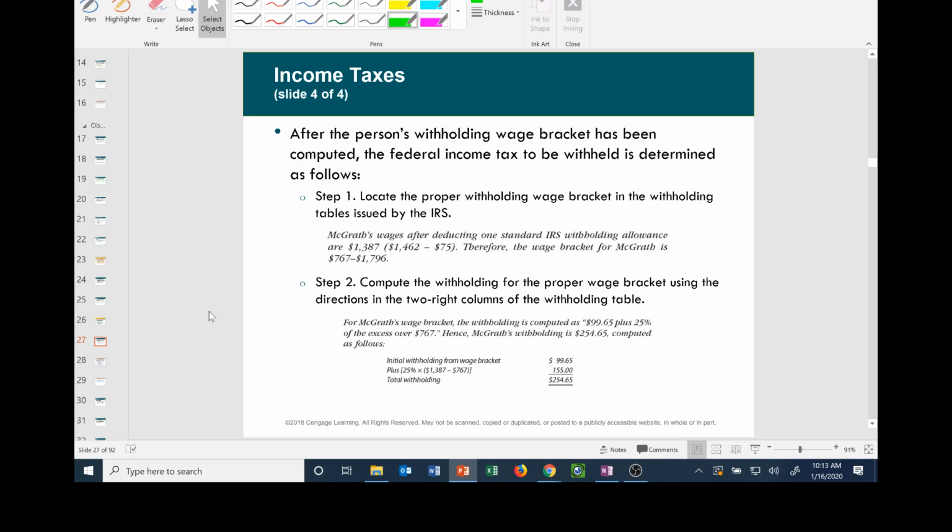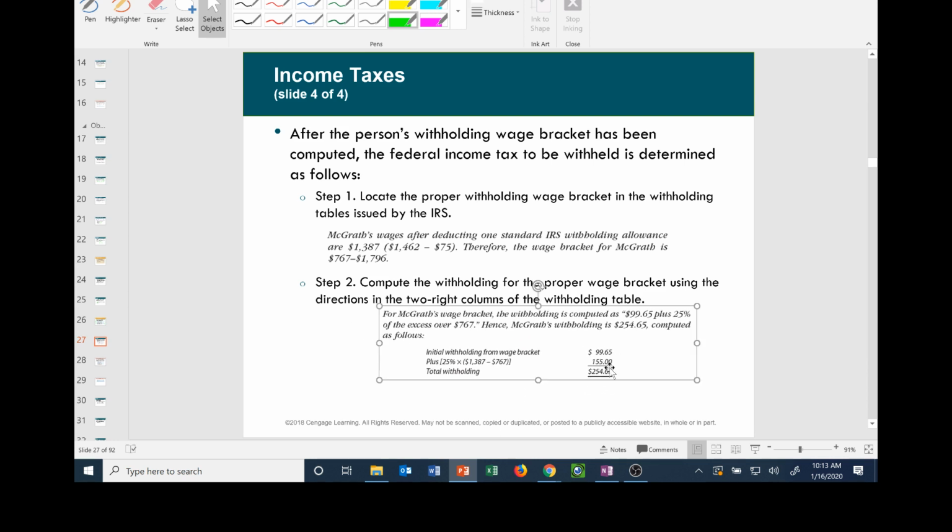The percentage method, okay? All right. Now here, if this person makes, okay, they showed you how to calculate just like we did.